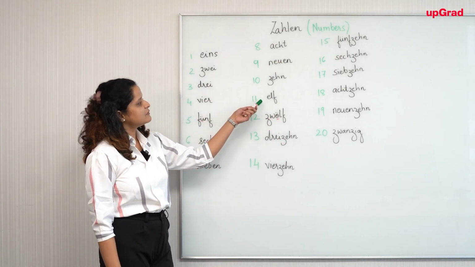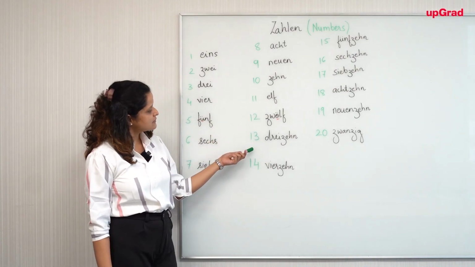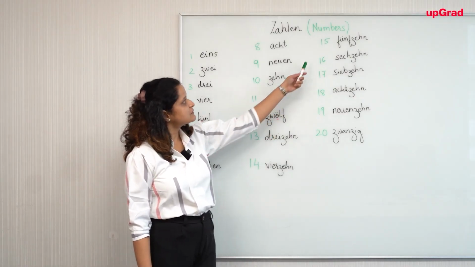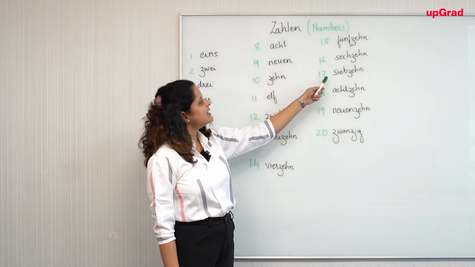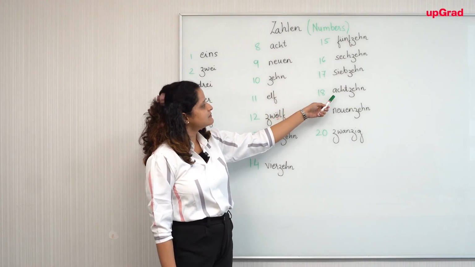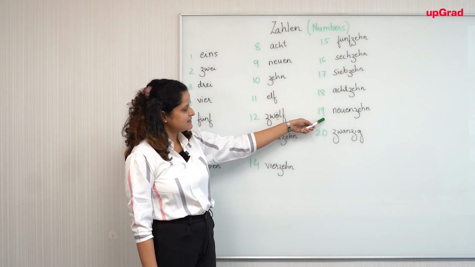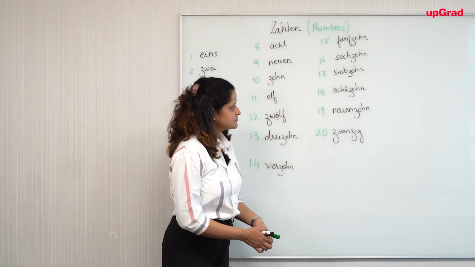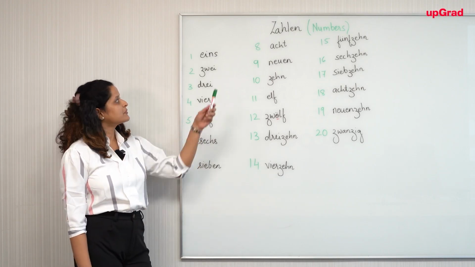So we'll repeat from here once. 11, 12, 13, 14, 15, 16, 17, 18, 19, 20. Okay, so I'll repeat it once more.